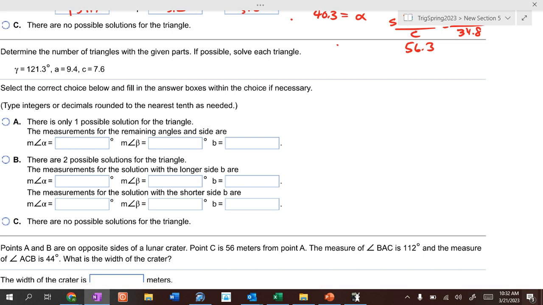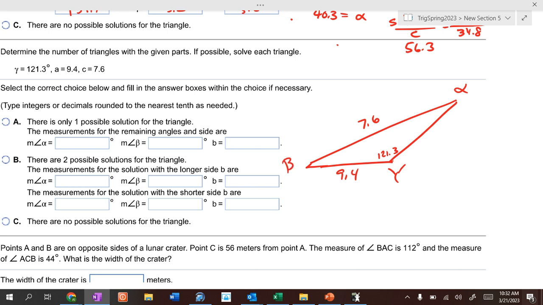Okay? This one. What do we know right at the start reading these numbers? There's just going to be one solution. We got an obtuse angle. You can only have one obtuse angle in a triangle, so you're only going to have one solution. So 121.3 is our obtuse angle. Opposite of that is C, 7.6. 9.4 can go here. So this is alpha, gamma, beta, and we just figure out the sides.